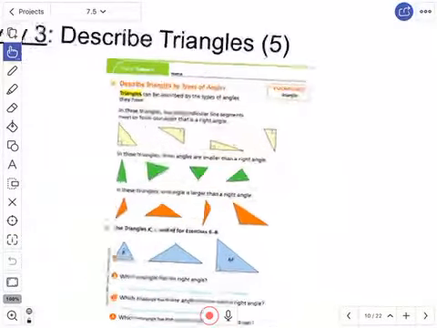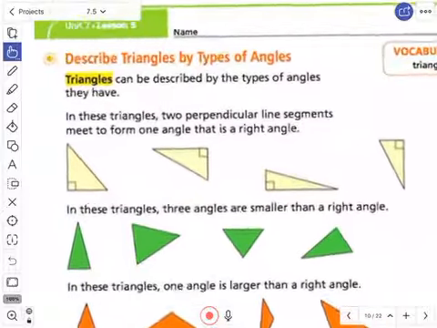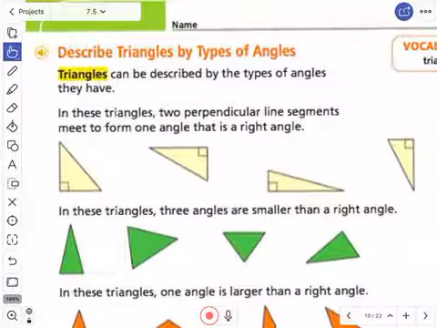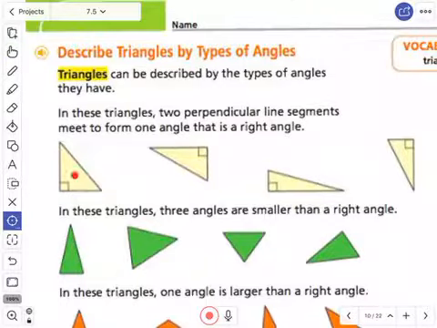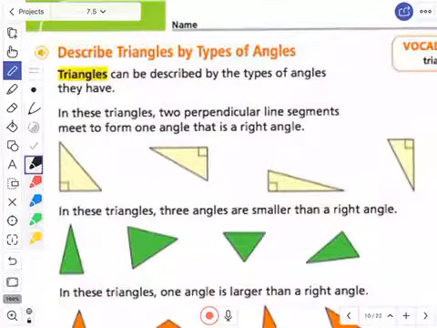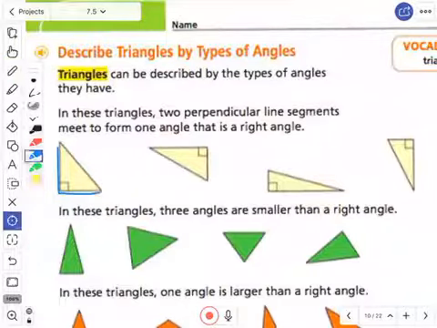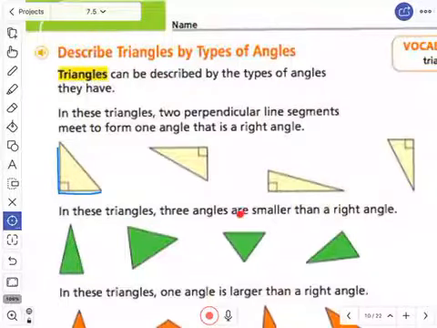The next page, page 457, just talks about triangles and how there's lots of different types of triangles. Looking at this first row, in these triangles, there are two perpendicular line segments that form to meet one angle. So basically, when they're saying that, it's just two lines that are forming together that's perpendicular with a right angle. So these are all right triangles because they have a right angle in them.